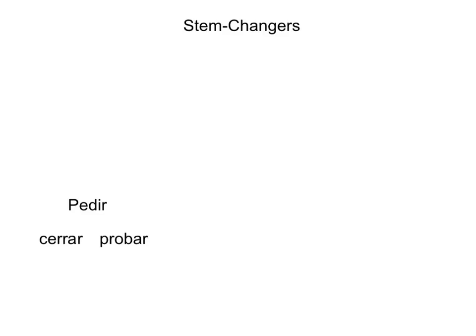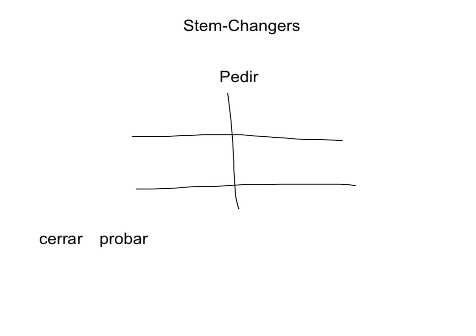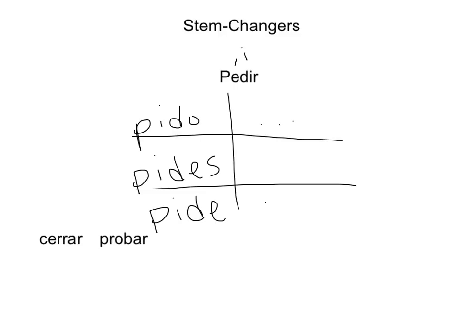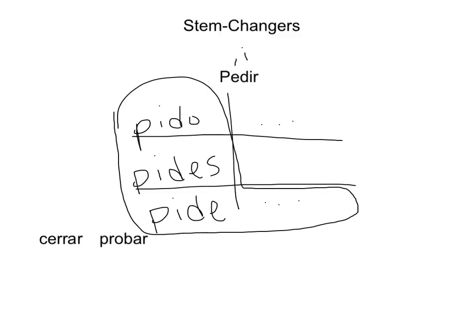So, what do we do with stem changers? Pedir, for instance, is a stem change from E to I. So it's pido, pides, pide, etc. And the stem change happens in the boot. Tú is in the boot. So when you're forming the tú command for a stem changing verb, you just keep the stem change and get rid of the S. Pide, ask for. Pídelo, ask for it.